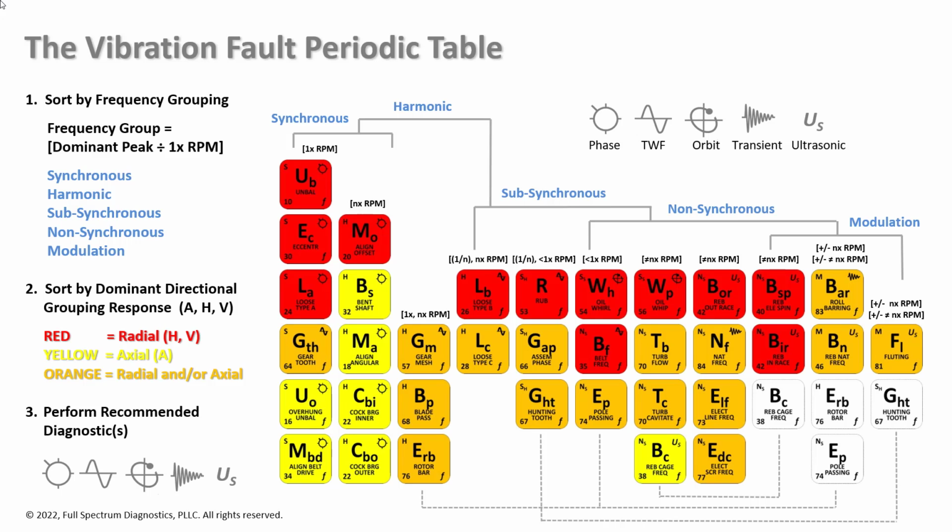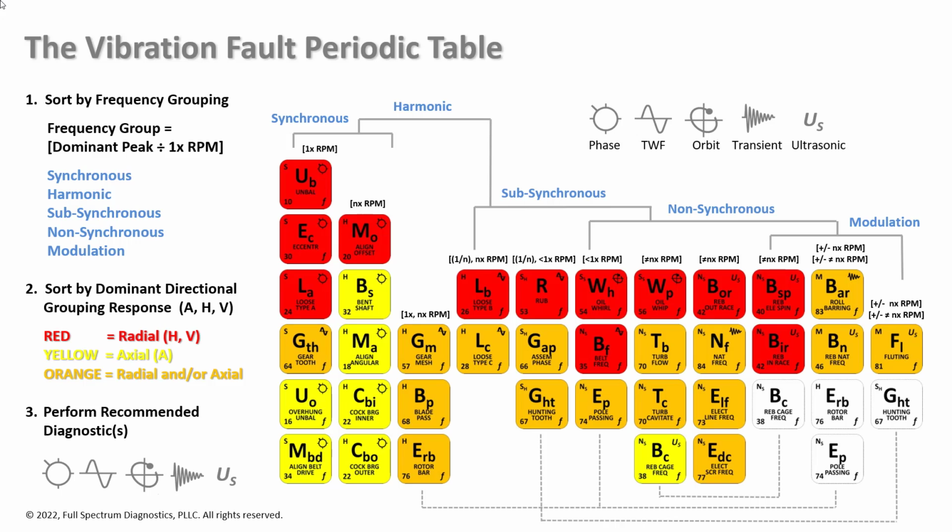Our second sorting mechanism is the dominant directional response. Red blocks on the table indicate a radial fault, yellow blocks indicate an axial fault, and orange blocks can be either radial or axial. And finally, we perform a diagnostic test as indicated in the upper right-hand corner of each block. Our tests are going to be phase analysis, time waveform, orbit analysis, transient analysis, and ultrasonic analysis.